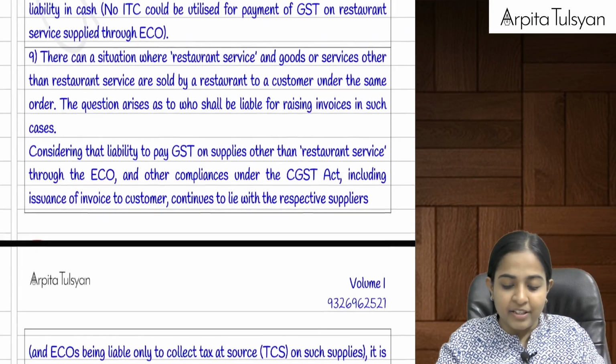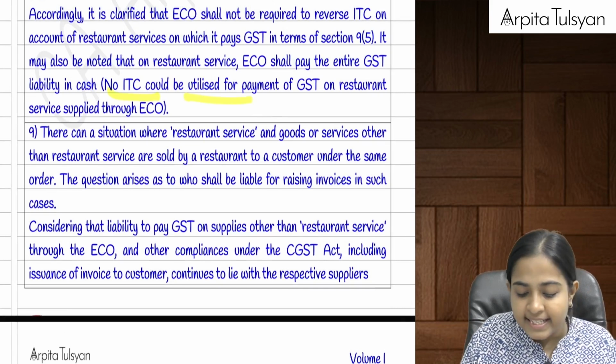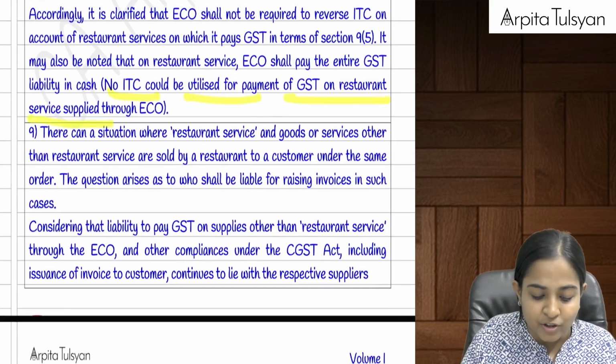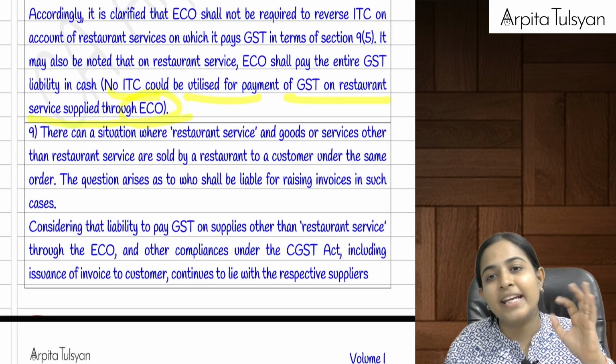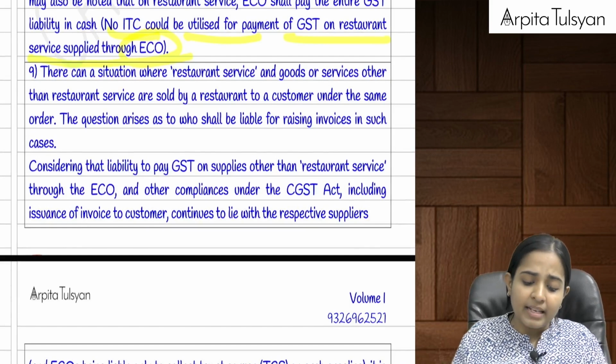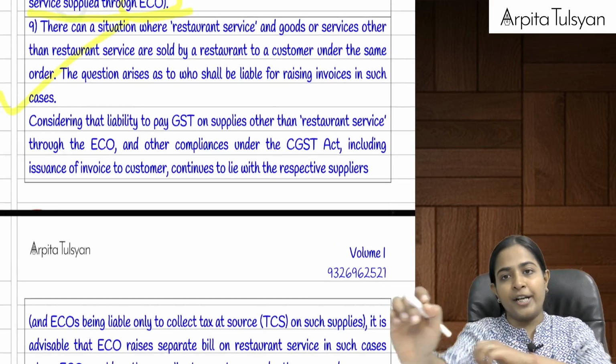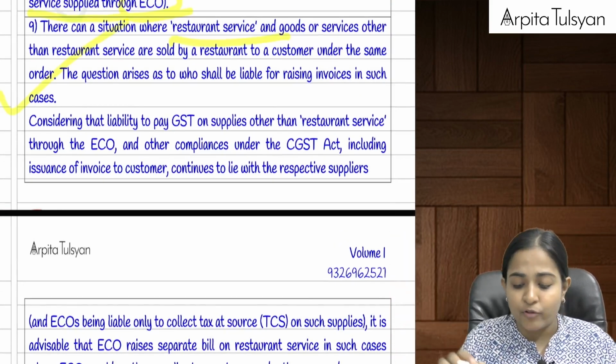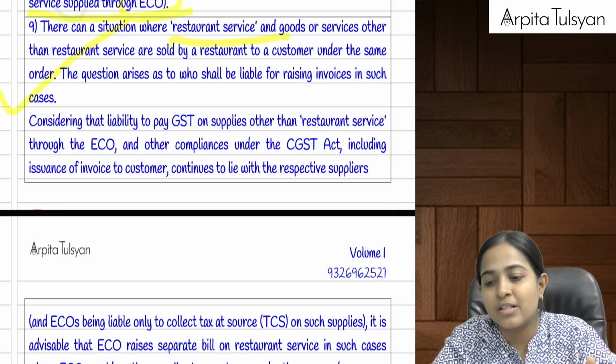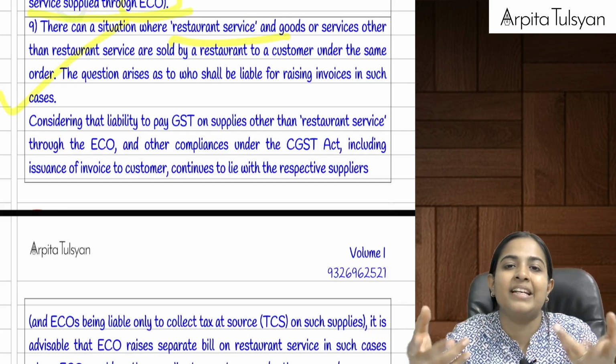Are you clear with this? Okay, see here it is given: no ITC could be utilized for payment of GST on restaurant services supplied through an e-commerce operator. And then the next one, the last point here. Let's see, first of all, what do you mean by restaurant service? Restaurant service is where something is cooked and then given to you.